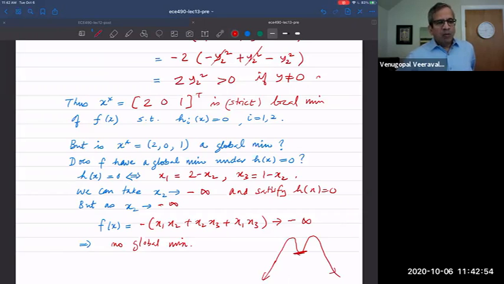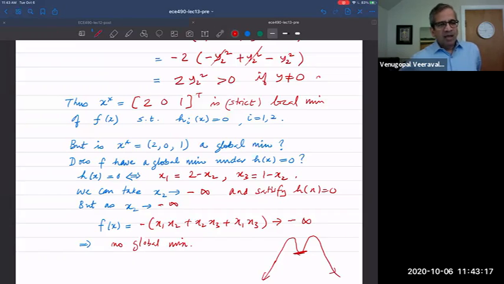As long as you find one way in which to make the function go to minus infinity and still remain in the constraint set, then it cannot have a minimum, because the function can be made as small as you want, so there is no minimum.